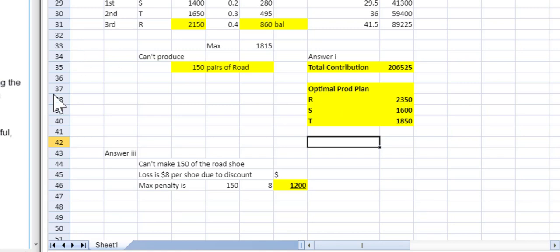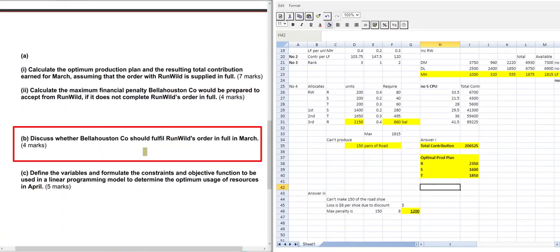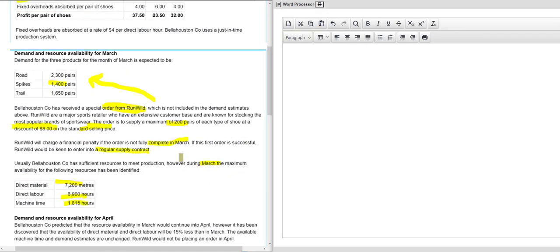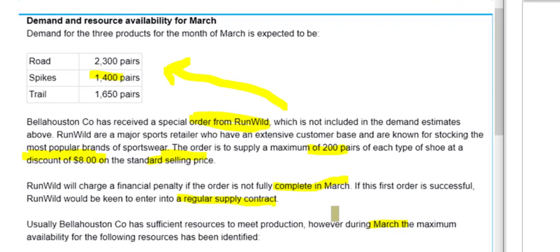Right, so we're now going to go on to part B, which says discuss whether Bellahouston Company should fill Runwell's order in full in March. If you have a look at your analysis, financially, they're losing out by $1,200. But this part is more about the non-financial effects. So here I now have the word processor where you'd be required to answer this question. So remember it was 4 marks. So we need to find 4 points in the scenario, relating it to the scenario.